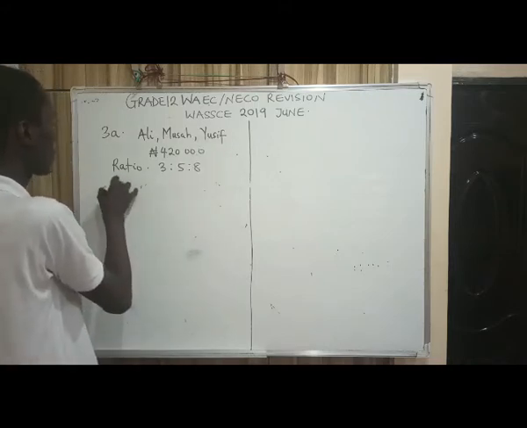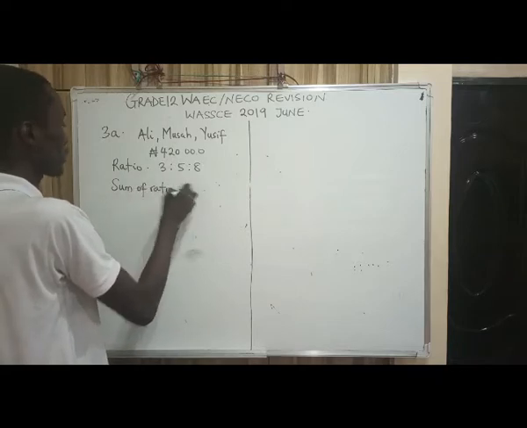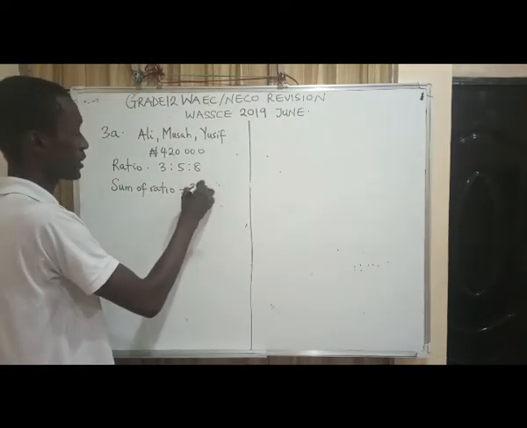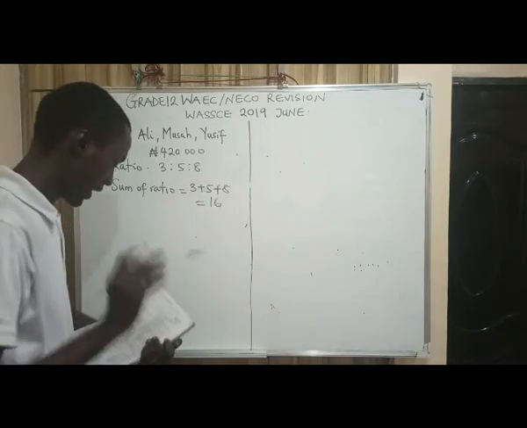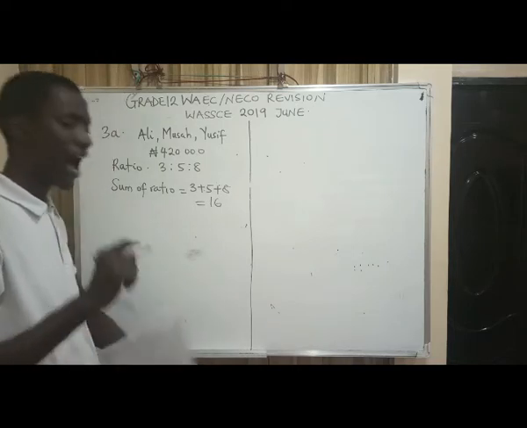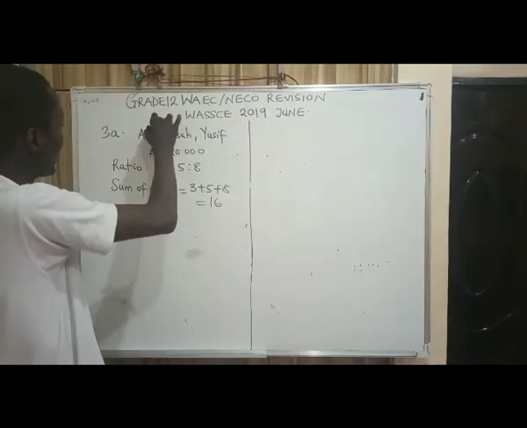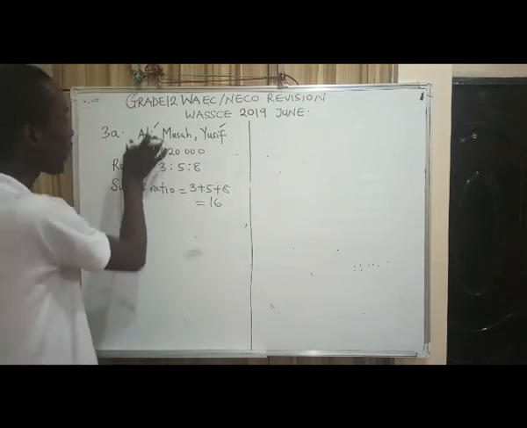So the first thing I want to do is to find the sum of ratios. And how do you obtain that? By saying 3 plus 5 plus 8. That will give you 16. So that's taken care of. Now, you are told to find the sum of Ali and Yusuf. So, in order not to waste your time, just look for Ali.